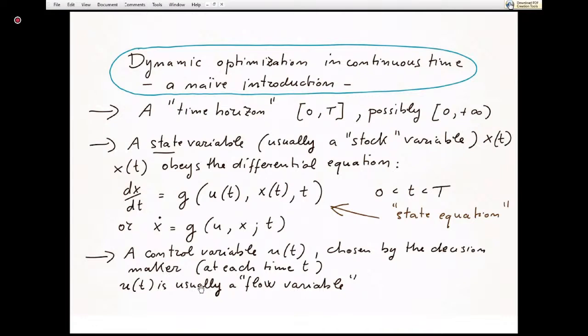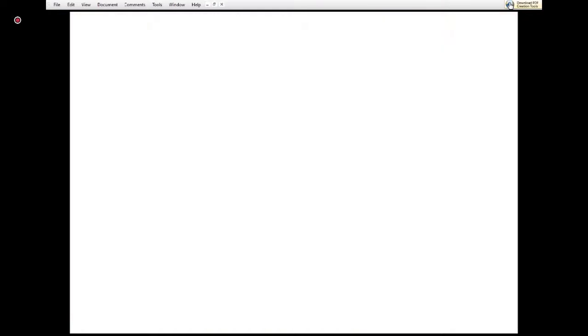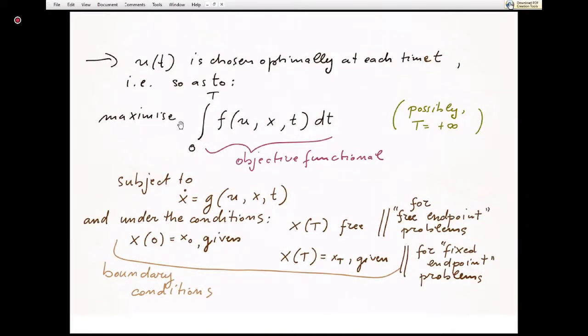u of t, the control variable, is usually a flow variable. What is a typical statement? You don't have to be able to solve these problems. Simple examples are in the next slides, but I want to arrive immediately at the case where t is equal to plus infinity, and this has a very simple structure, okay? u of t is chosen optimally at each time t so as to maximize this quantity, which is called objective functional. It is basically the sum of the rewards over a given time horizon, okay? These rewards can be utility, can be profit, okay?